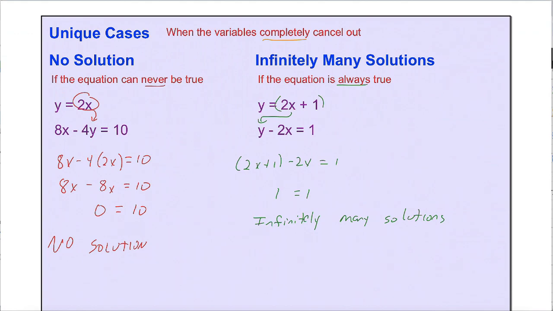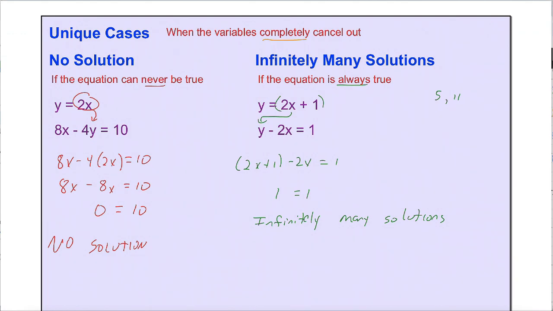That doesn't mean you can just pick any number and it must work, but there are certain pairs of numbers that could work. Like in this case, for example, if you pick the number 5 and 11, well, 11 equals 2 times 5 plus 1. That works. And it also works in the other one, 11 minus 2 times 5 equals 1. So that's one pair that works in both.